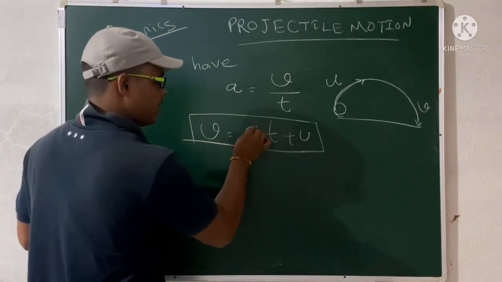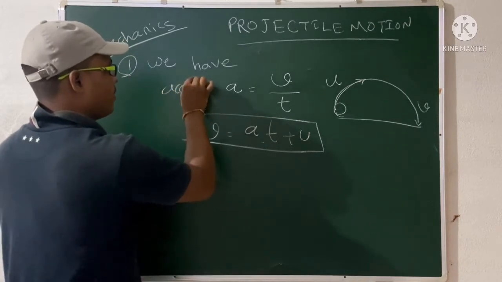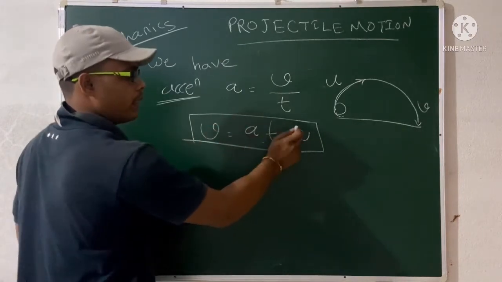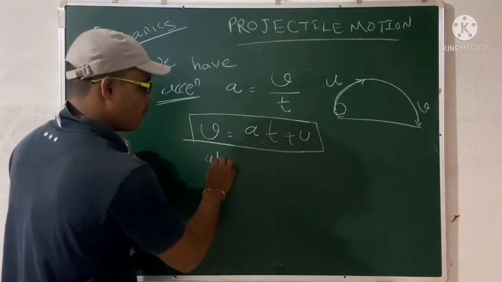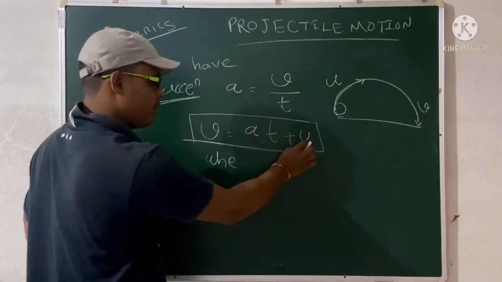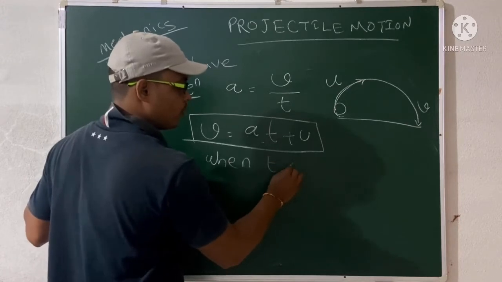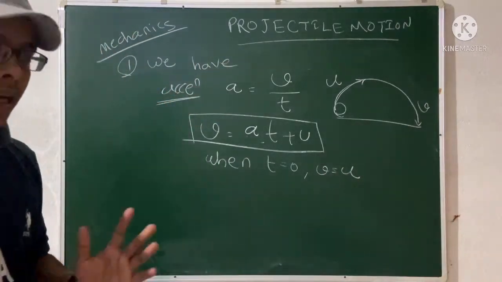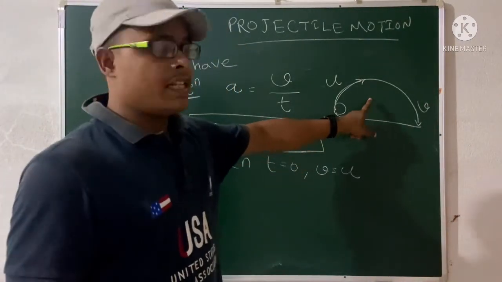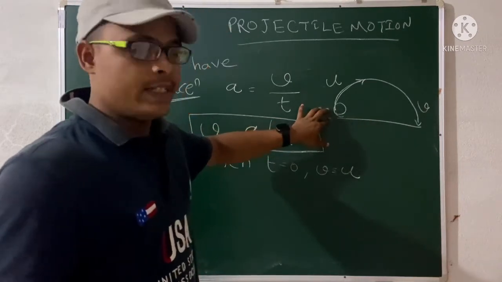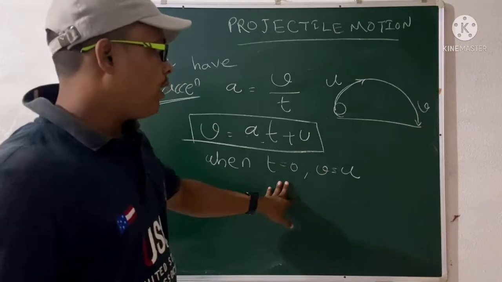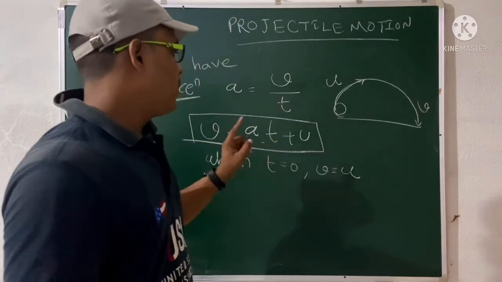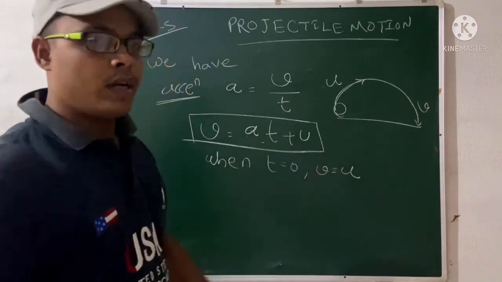Remember, this is the acceleration. What is acceleration? Velocity by time. What is velocity? The acceleration into time plus u. Why have I written u here? Remember, when t equals 0, v equals u. This is the general case. The initial height may be 0, but when t equals 0, we have an initial velocity. That's why I have written u. So v equals u plus at.